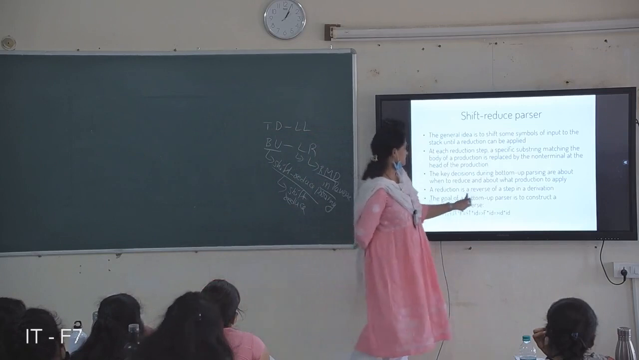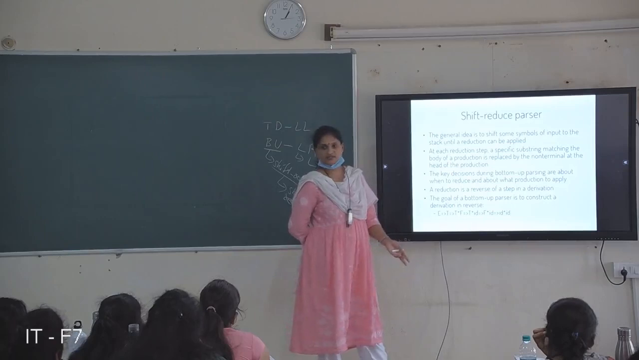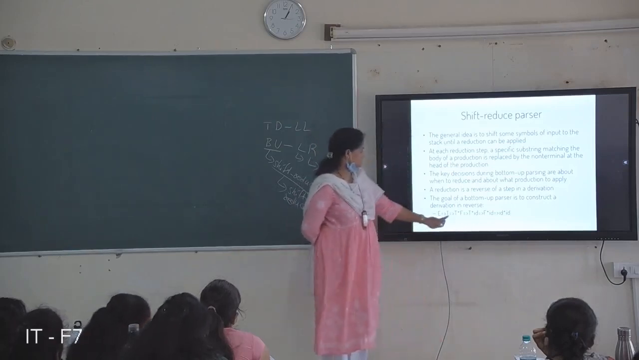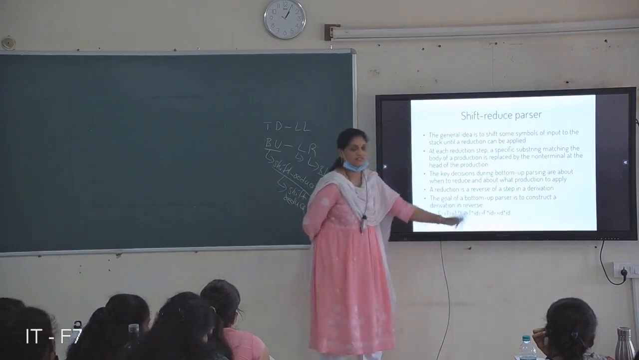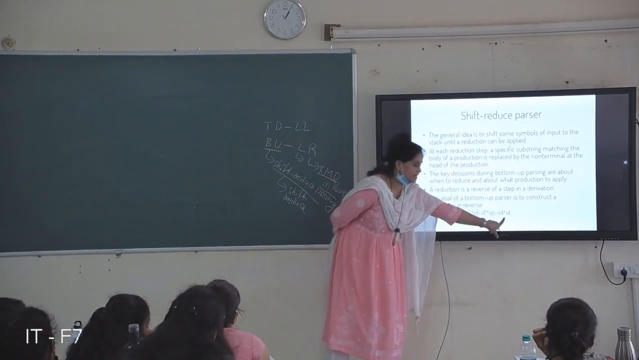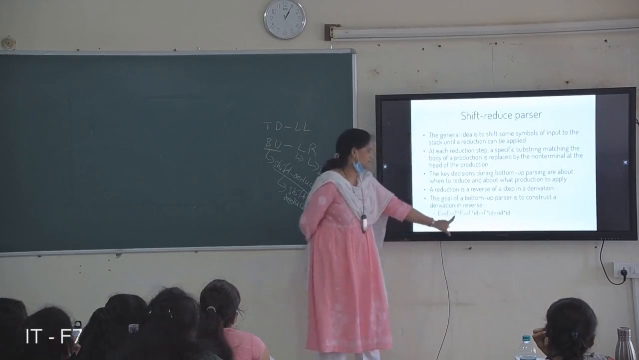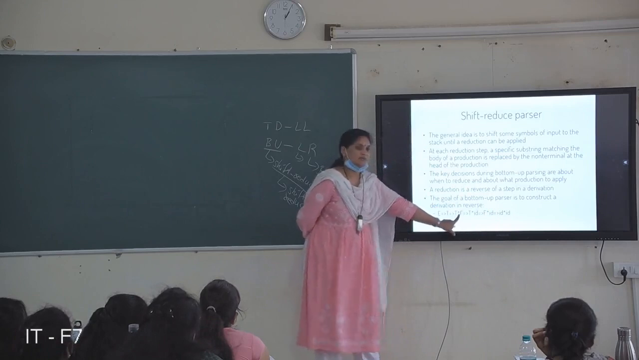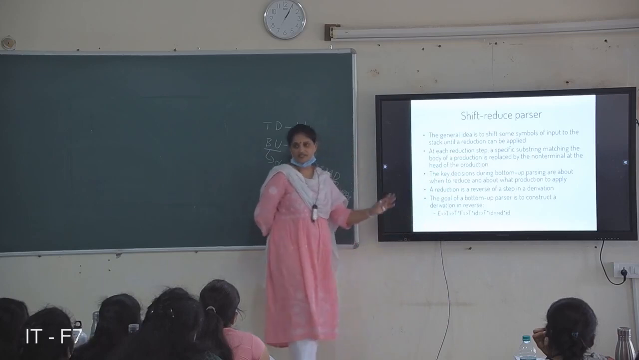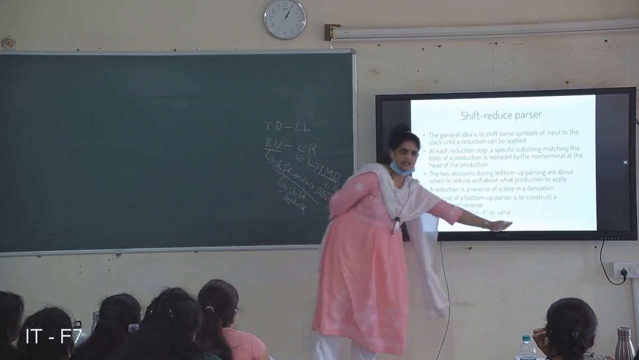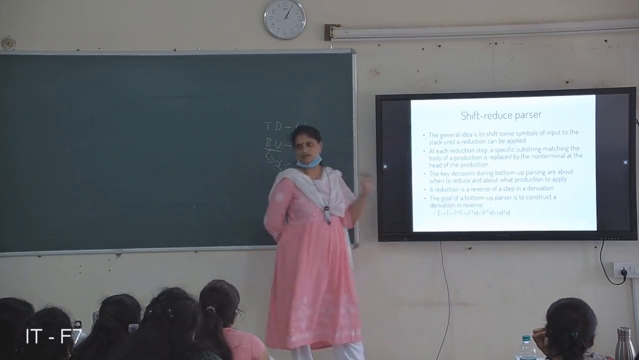This reduction is the reverse of a step in a derivation, a rightmost derivation in reverse. Actually you can perform this operation in reverse. You start with id star id, so that becomes f star id, that becomes t star id, that becomes t star f, id is replaced by f, and t star f is replaced by t, and t is replaced by e. So think in reverse. You know this process, but you can start from here and find the starting symbol.